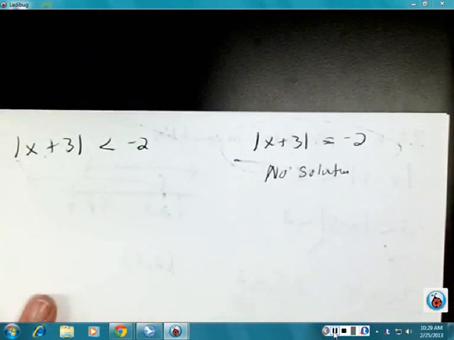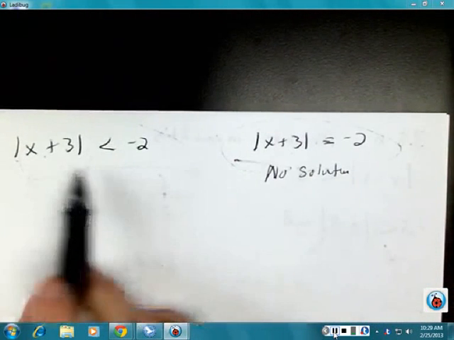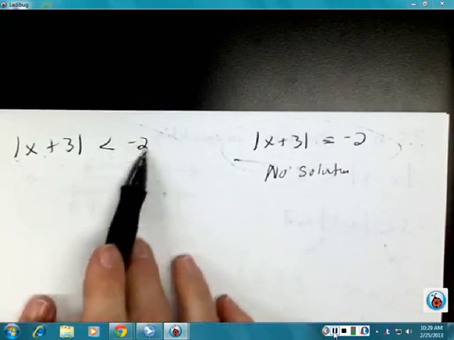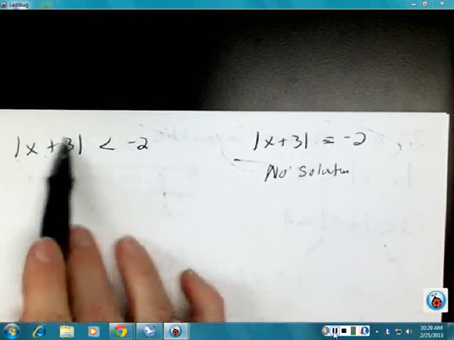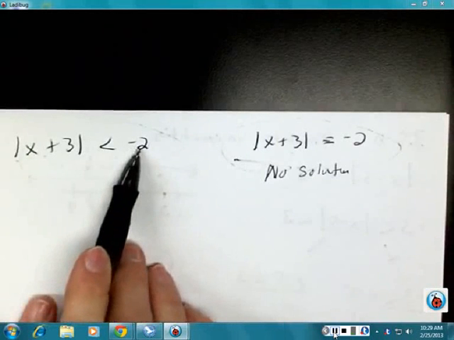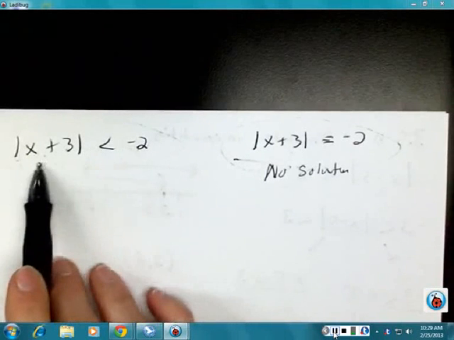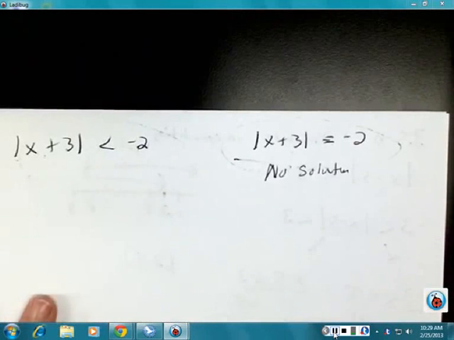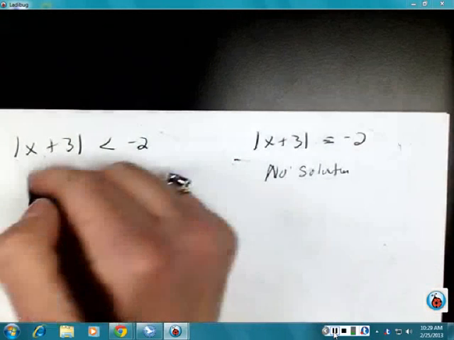But in no solution. It's negative. Right, because this negative 2 here, I can't put anything inside of here that's going to make this side less than a negative 2, because everything that comes out of an absolute is positive. So if it's positive coming out of here, I can't make anything happen to it. So this one's going to be a no solution.